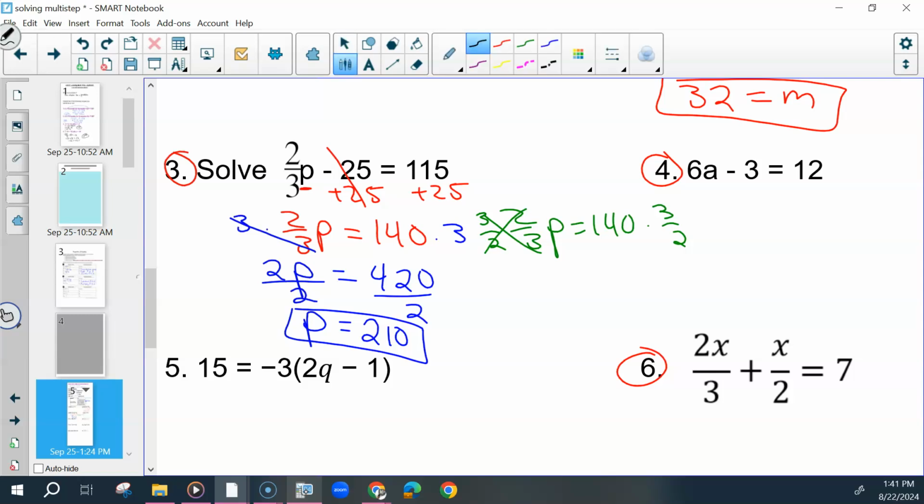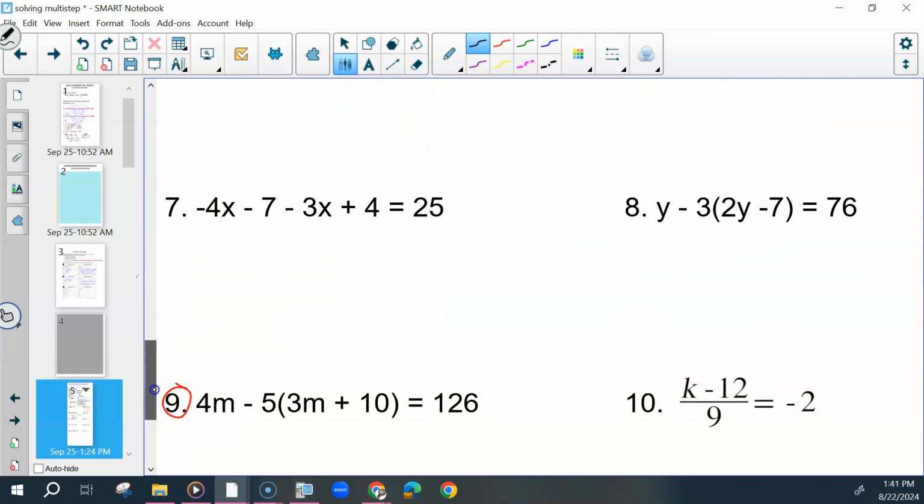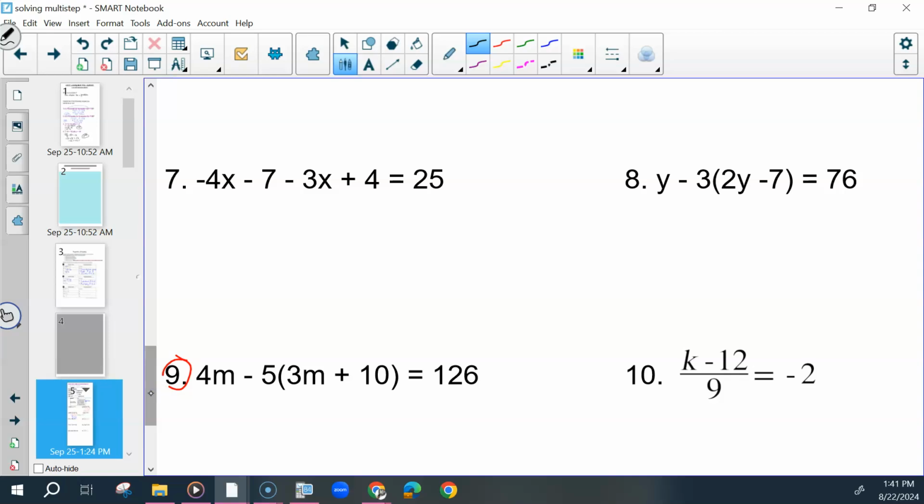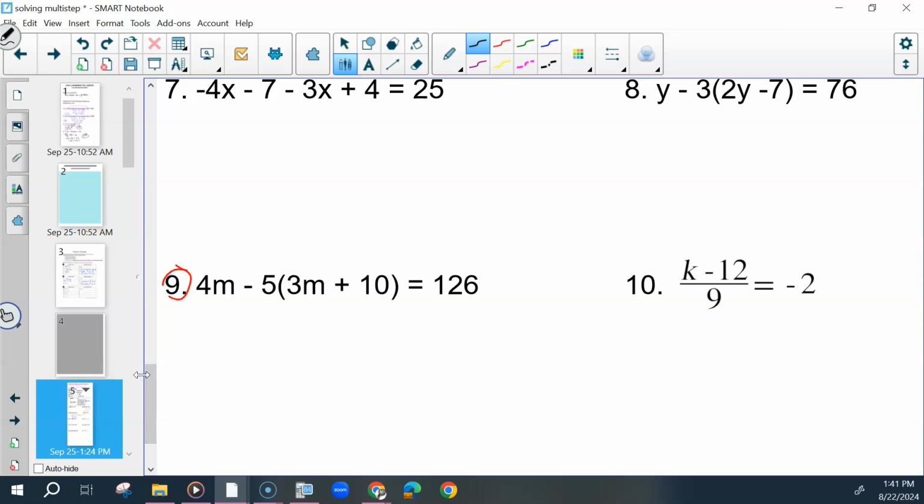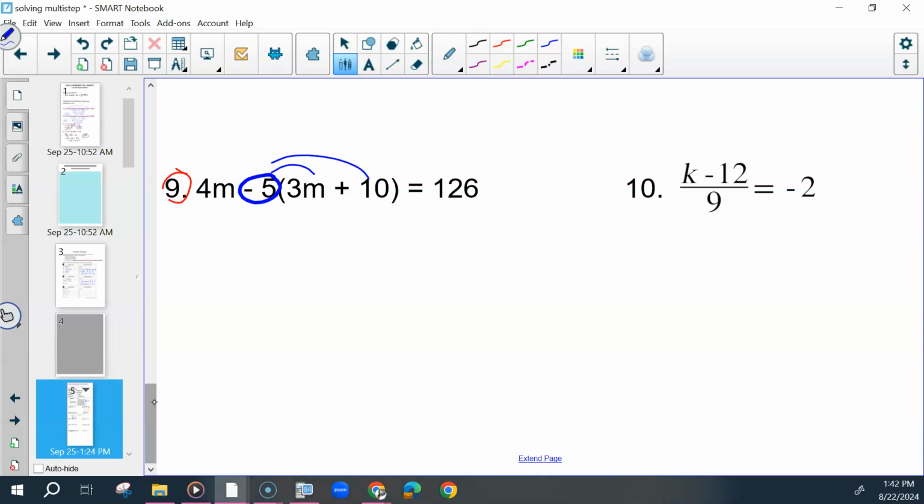I'm going to hold off on 4. I want to do 6, and I want to do 9. So let's do 9. I'll come back to 6, and then we will hold off on 4 and do that next class. So do 9 first. So we have parentheses. We're going to distribute. Whatever number is in front of that will go to everything inside. Has to be directly in front. Guys in the back, please pay attention.